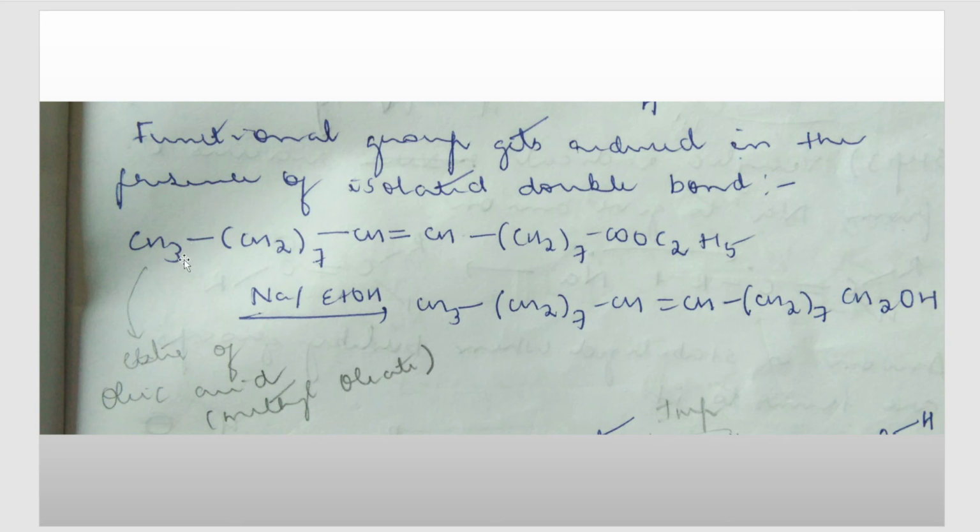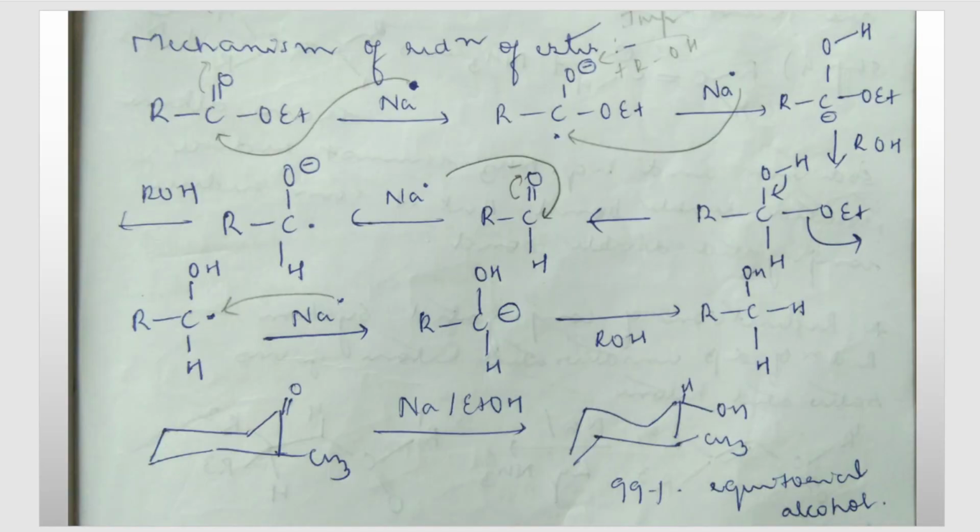Here is an example of how it is reducing only the functional group. Here you can see the group has undergone reduction to CH2OH, and the isolated double bond is retained as such. So this is one of the applications of using sodium in alcohol. In the case of ketones, we studied how the reduction takes place in the presence of sodium in alcohol.